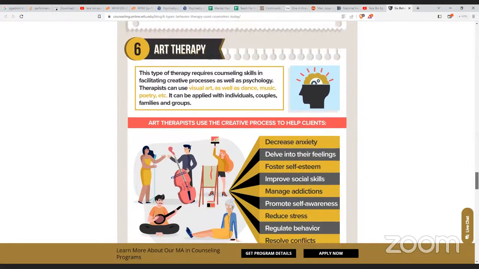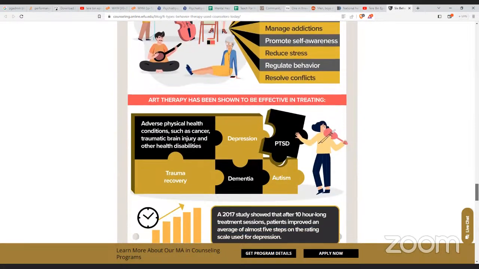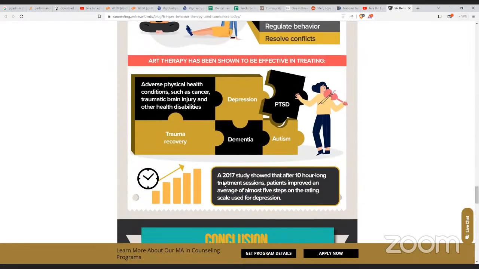Then there is art therapy. I think art therapy is also very famous in India, right? A 2017 study showed that after 10-hour long treatment sessions, patients improved an average of almost 5 steps on the rating scale used for depression. I don't know how true this is, but I have also tried art therapy personally, and it is good.